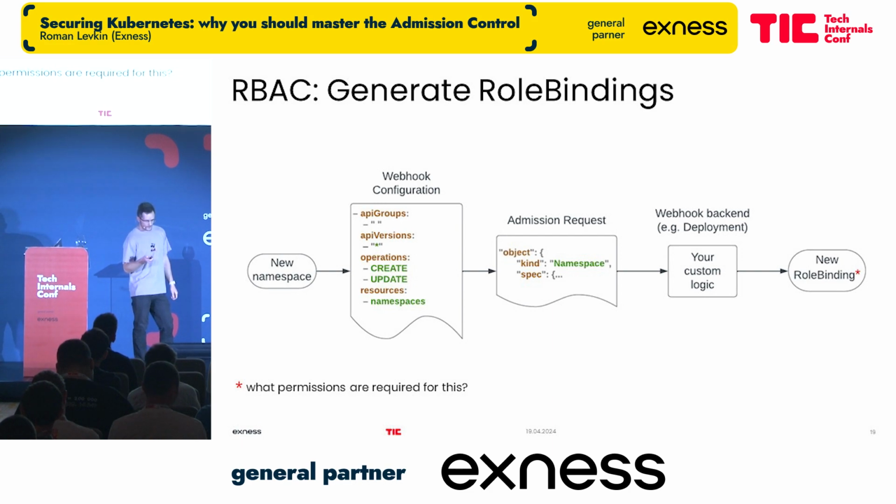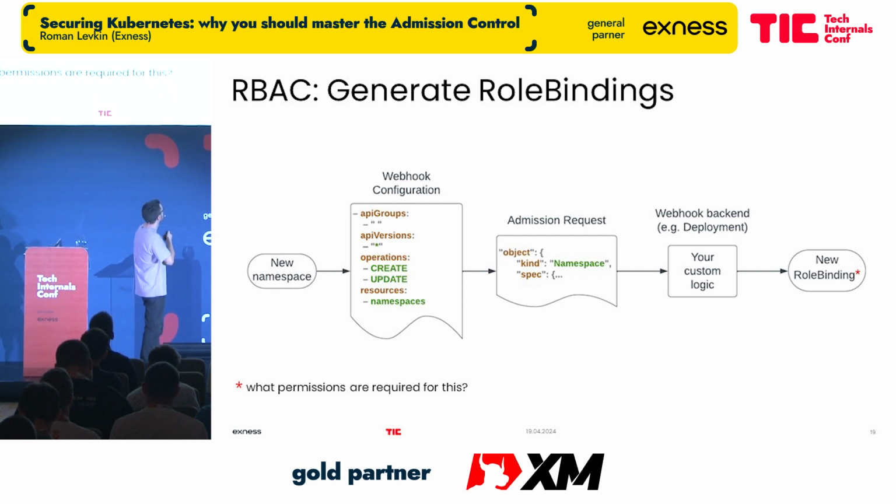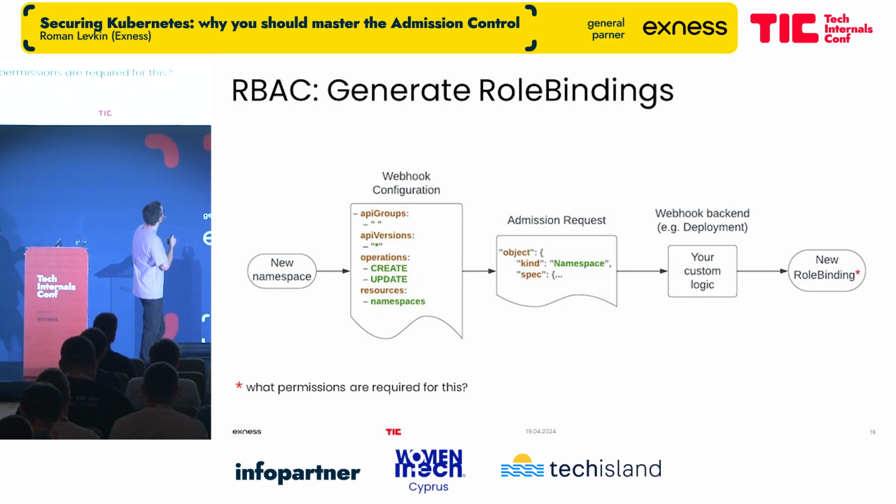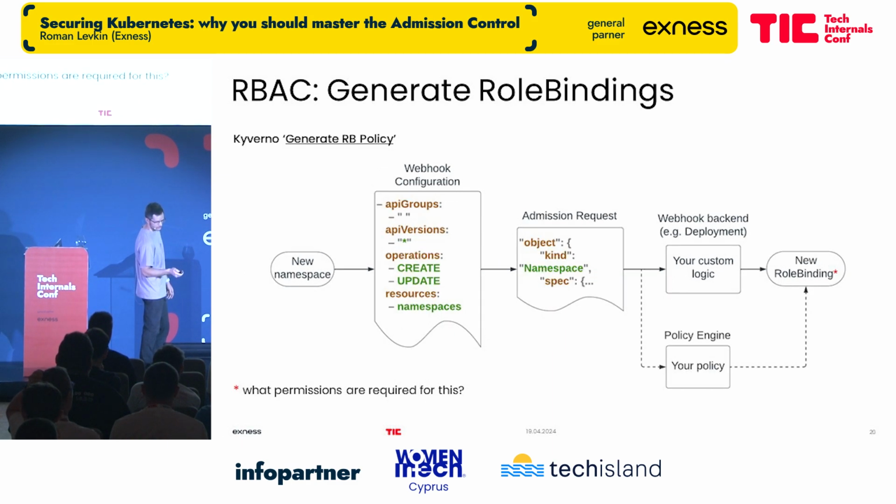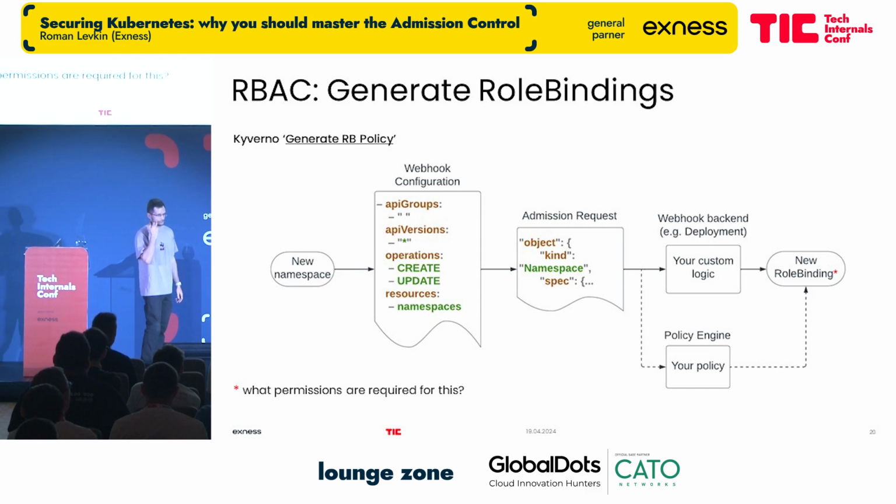Option number 2 is the place where admission control can also help us. It is quite a wide approach to use an admission request as a source of information for your custom logic. In our case, we say that we want to create an admission request every time a namespace is created or updated. And then we submit this admission request to our custom logic that we have written using Golang, for example. You don't even have to write anything on your own. You can use an already developed solution.